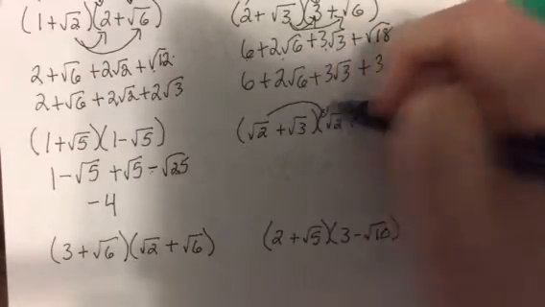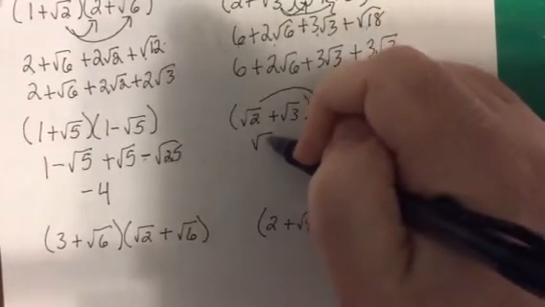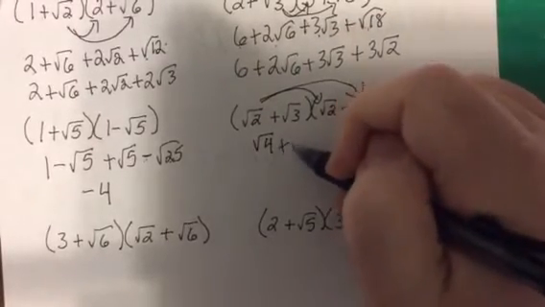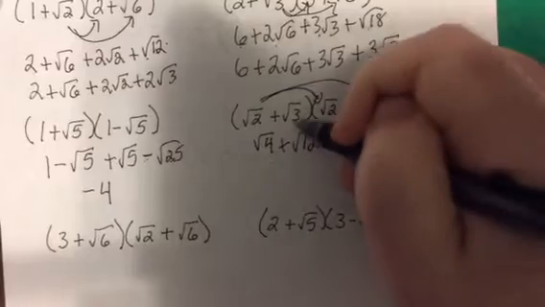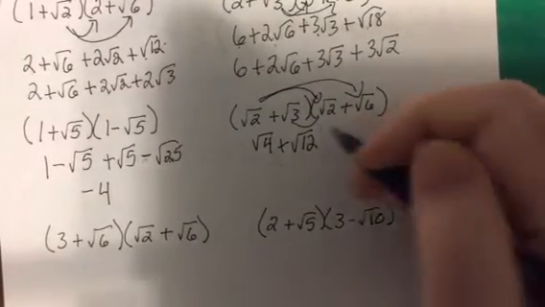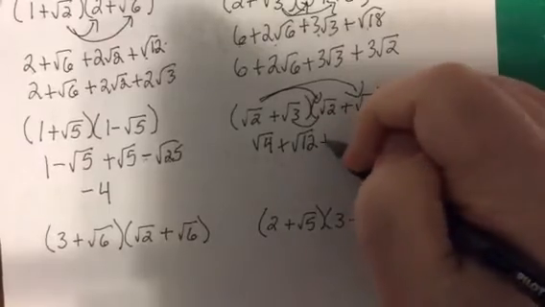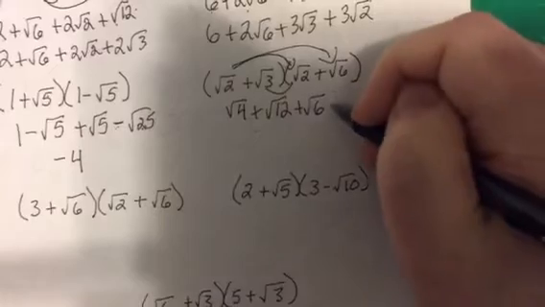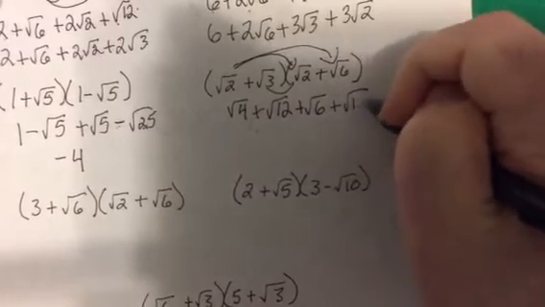Uh-oh, it's getting messier. Square root of 2 times square root of 2 is square root of 4. Square root of 2 times square root of 6 is square root of 12. Square root of 3 times square root of 2 is square root of 6. And square root of 3 times square root of 6 is square root of 18.